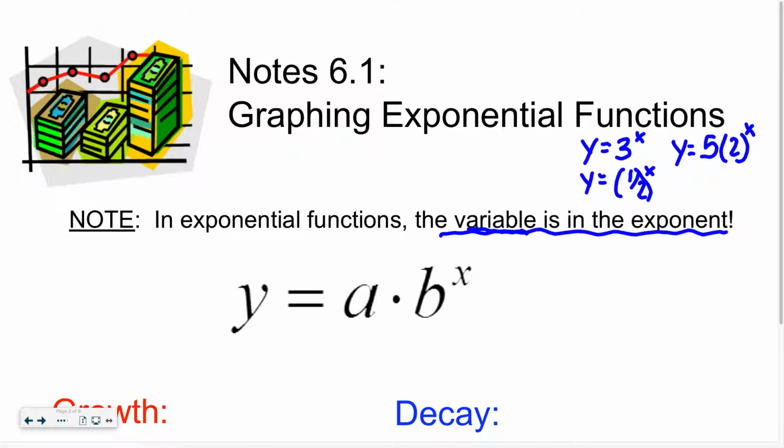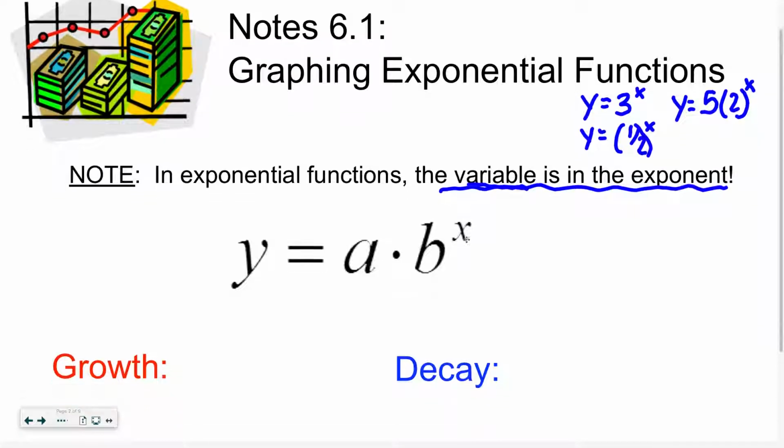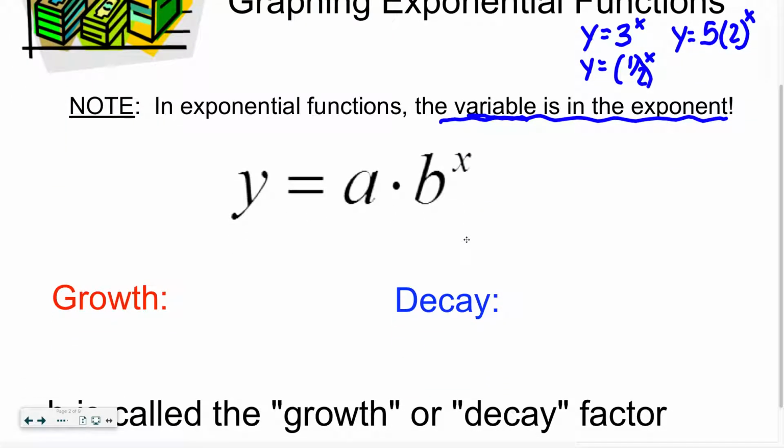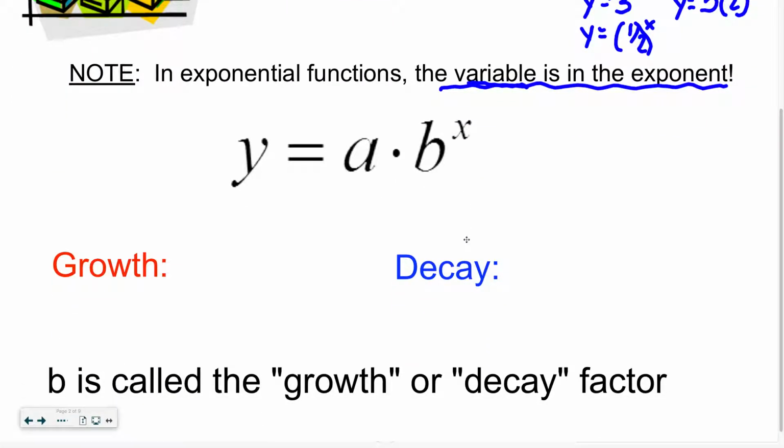Now, we can say that exponential functions have the form y equals a times b to the x. b is the base, and that makes sense in terms of vocab with exponents. The thing that's being raised to the exponent is called the base to the exponent. And of course our variable is up in the exponent.